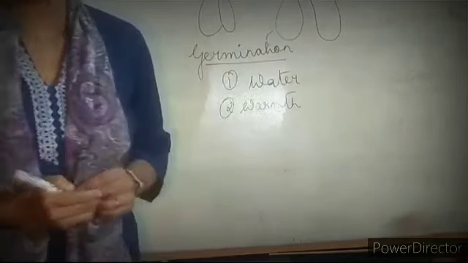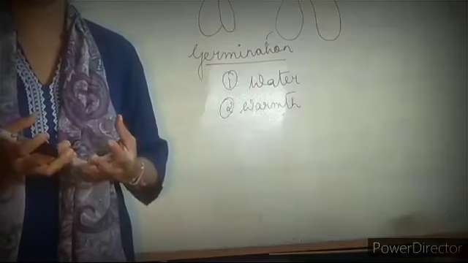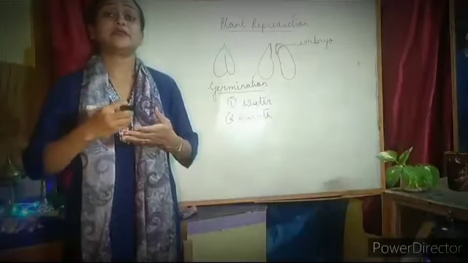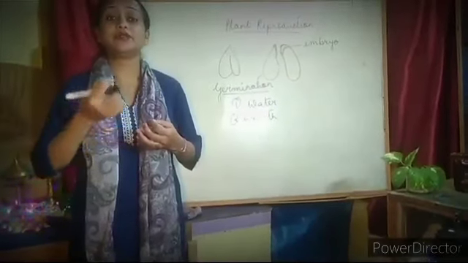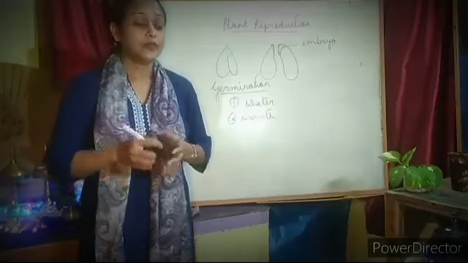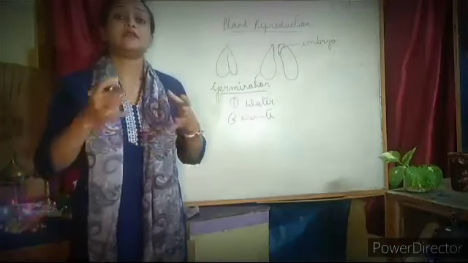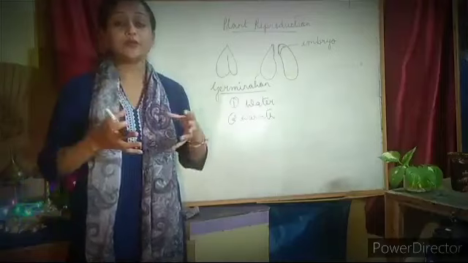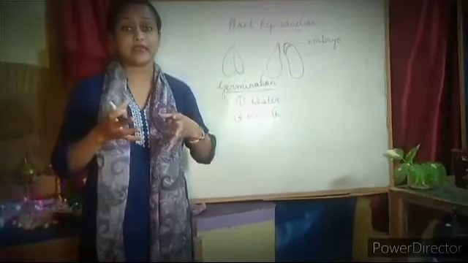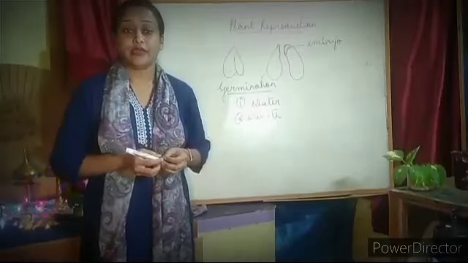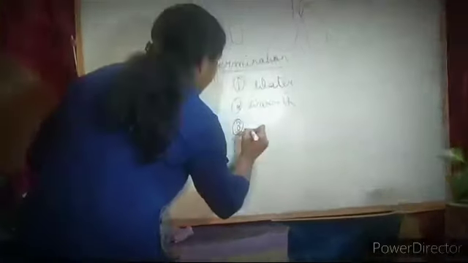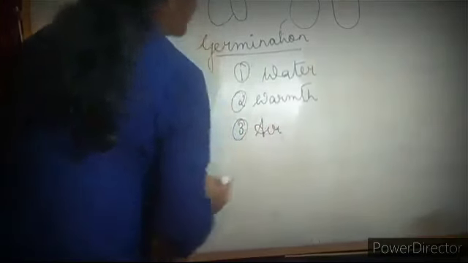So, if you soak some seeds and keep them in the refrigerator, you will see that the seeds will not germinate, or the roots will not come out from the seeds. So, the seeds need the warmth of the sun, or rather we can say the seeds need sunlight in order to germinate. The third point, or the third factor, is air.